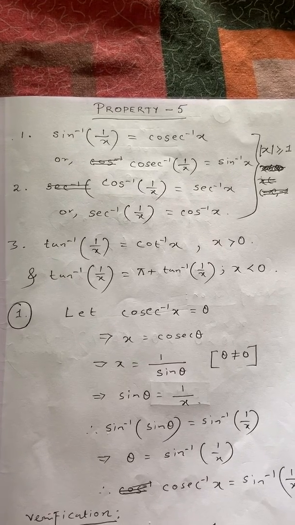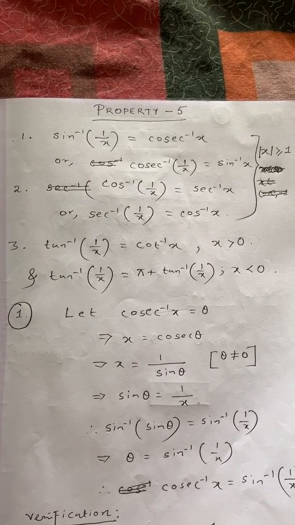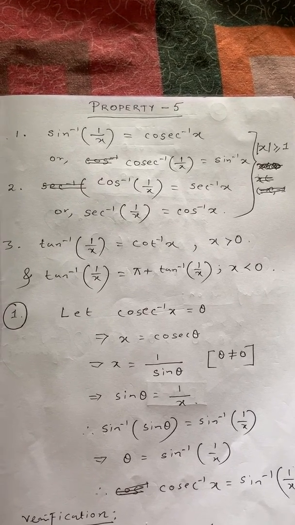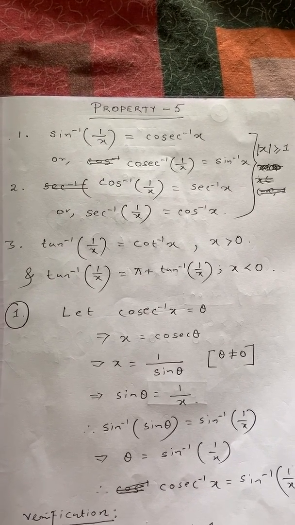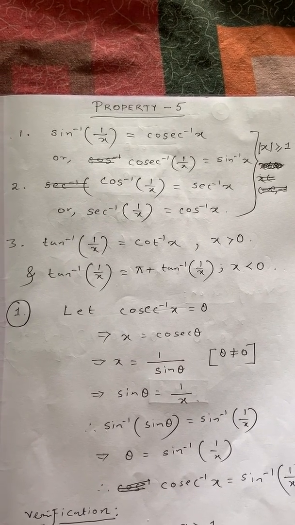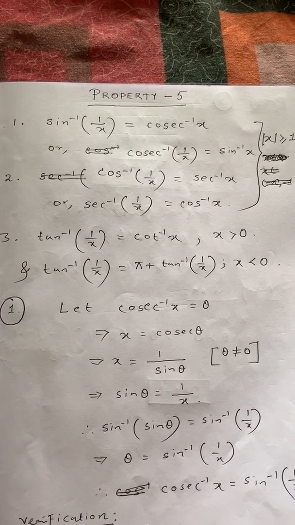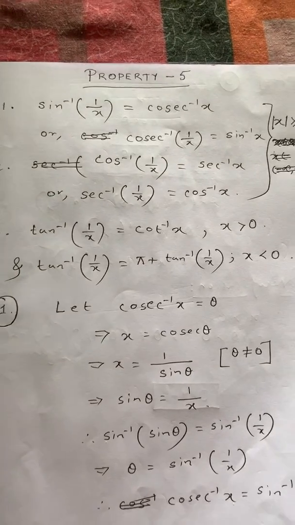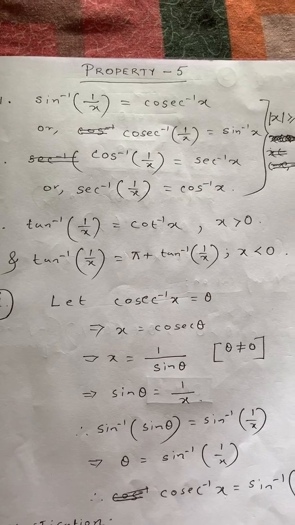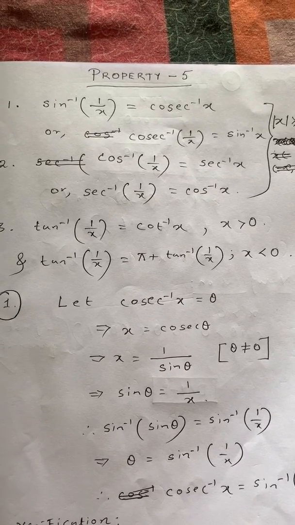Property number 3: tan inverse 1 by x is equal to cot inverse x, where x is greater than 0, and tan inverse 1 by x is equal to pi plus cot inverse x when x is less than 0. So this rule number 3 is very important because we have two different conditions or two different formulas.